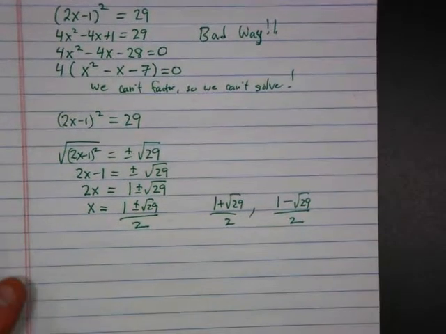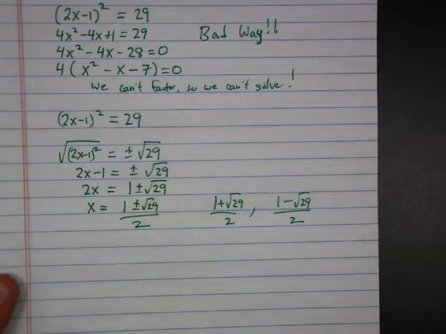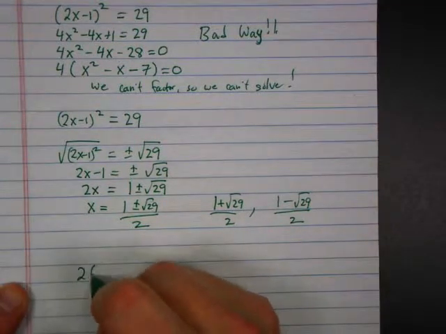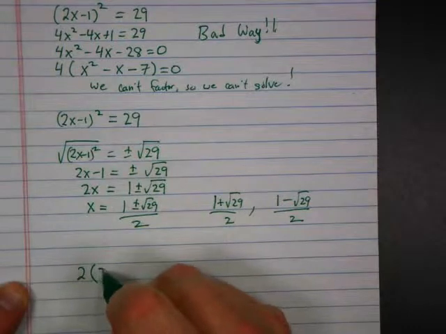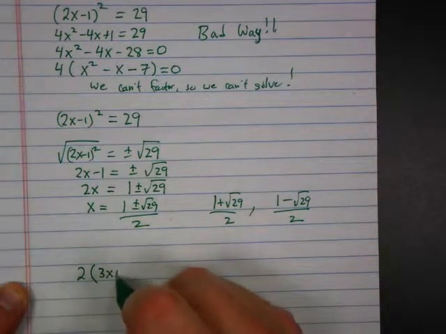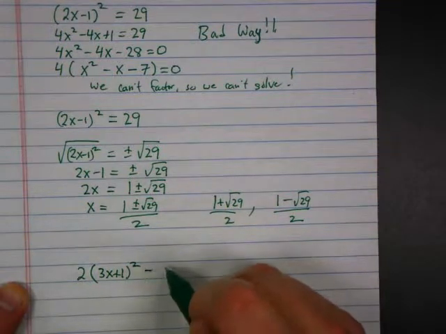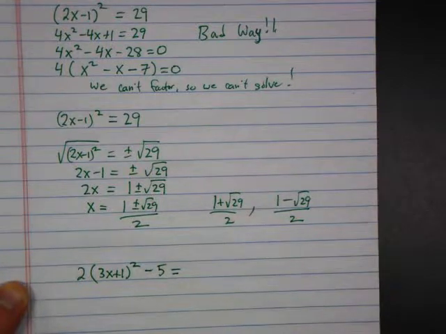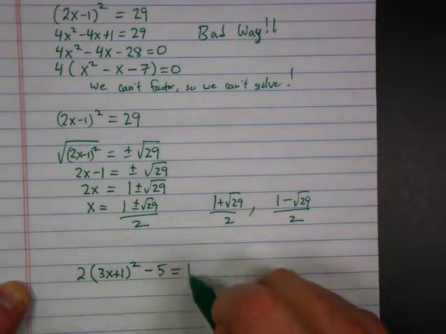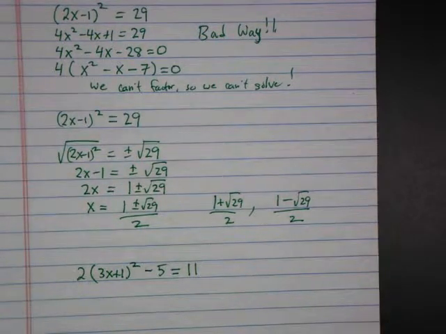All right, how about 2 times 3x plus 1 squared minus 5 equals 11. Add 5. Why? So you can get rid of the square later. Eventually you want to get rid of the square.